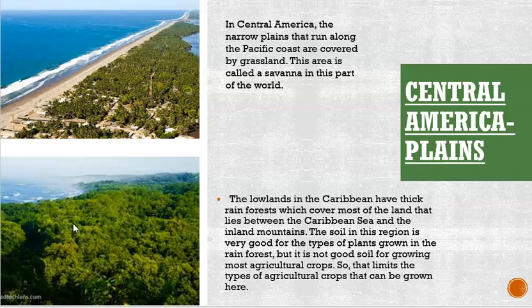The soil in this region is very good for the types of plants grown in the rainforest, but it's not good for growing agricultural crops. So that limits the type of crops that can be grown on the eastern side of Central America.